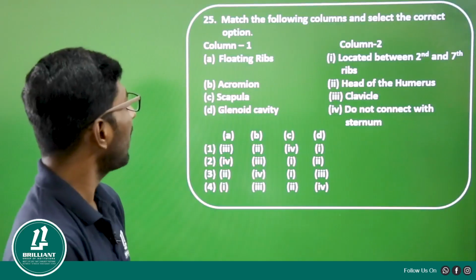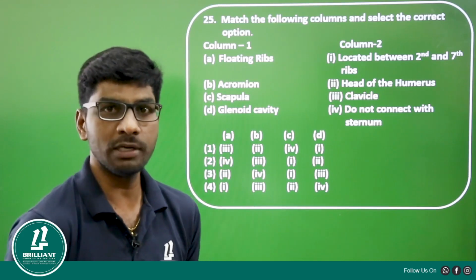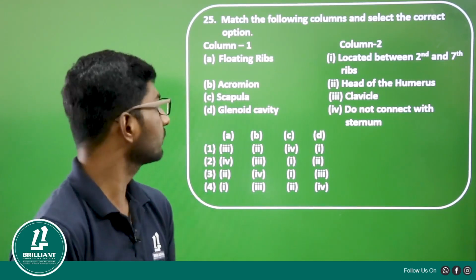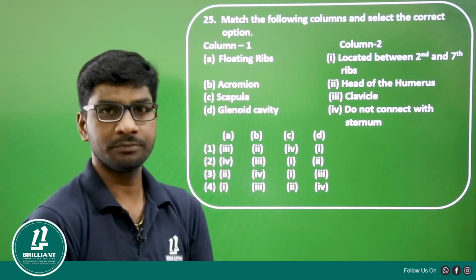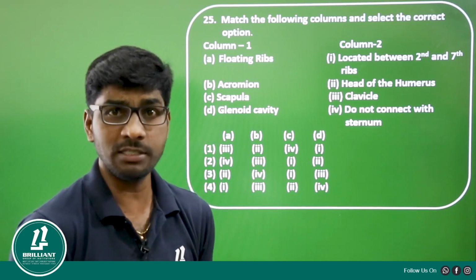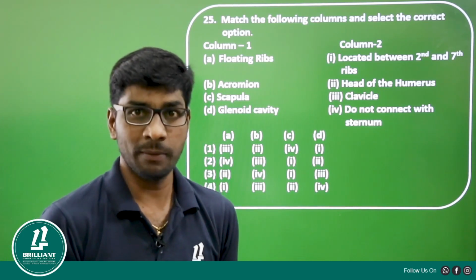Question number 25. Match the following columns and select the correct option. Column 1 and column 2. In column 1, option A, floating ribs. In the human thoracic cavity, we have 12 pairs of ribs, right?